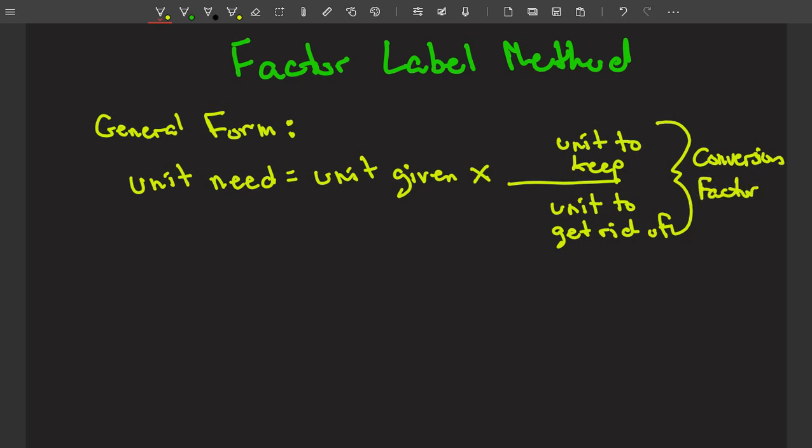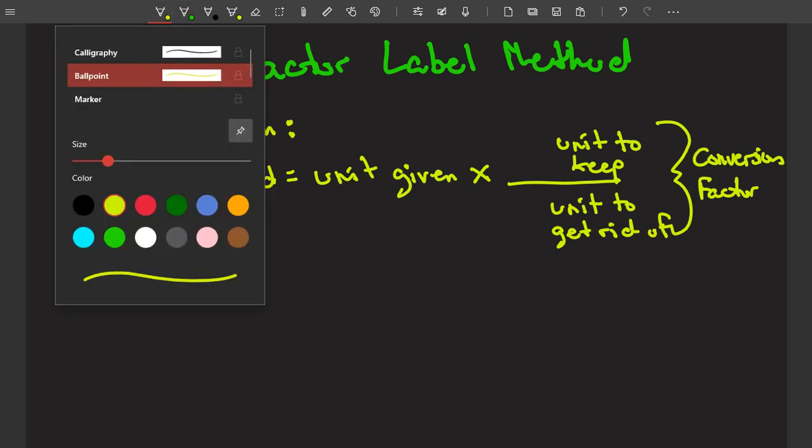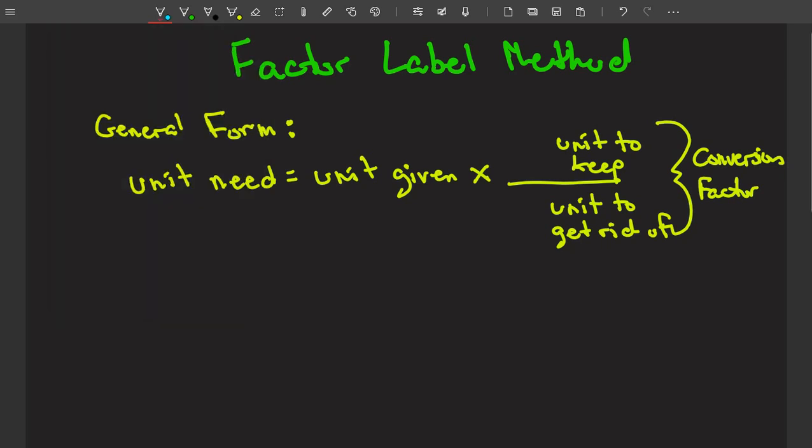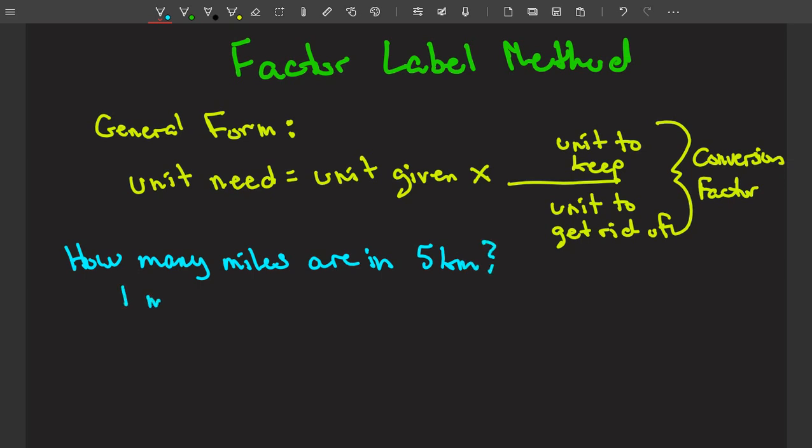Okay, so a question. Let's say this is your question. How many miles are in 5 kilometers? Okay. The conversion factor is 1 mile is equal to 1.6 kilometers.